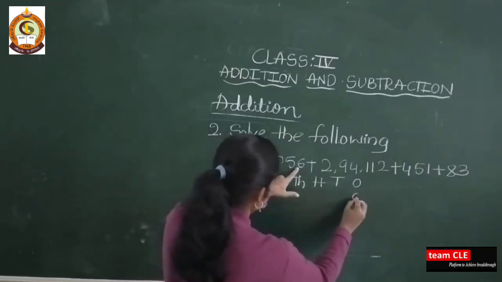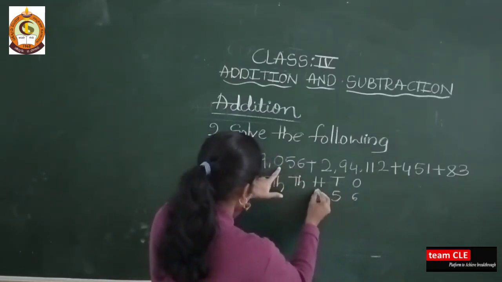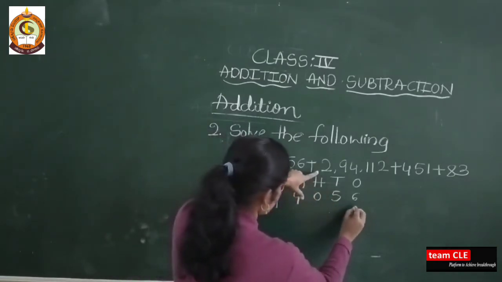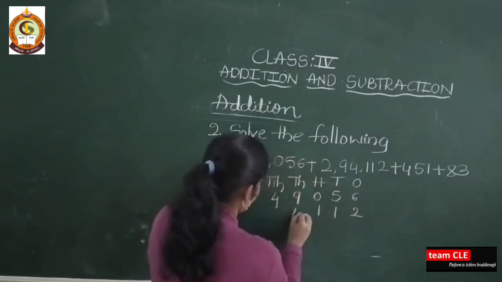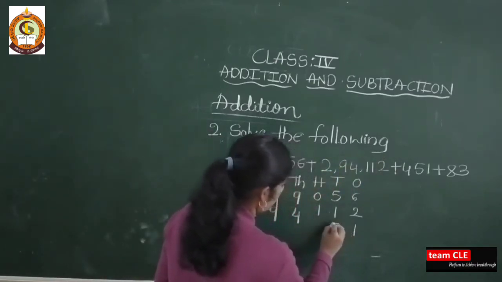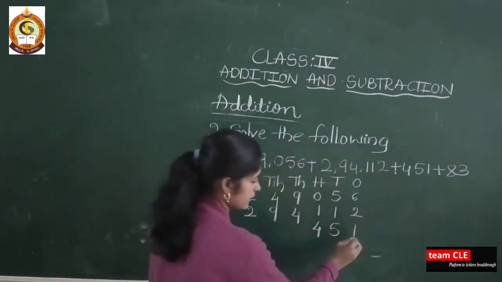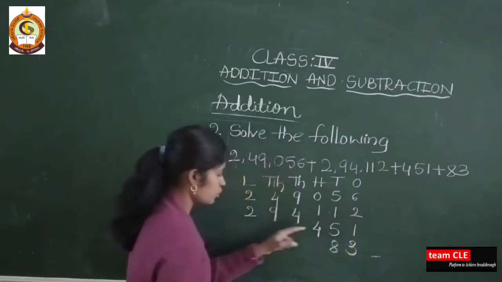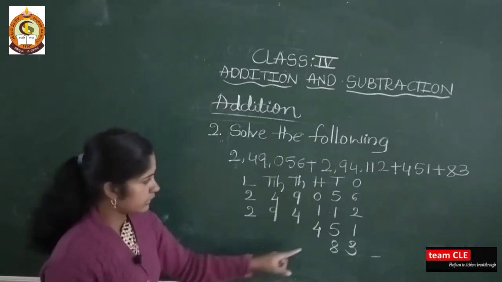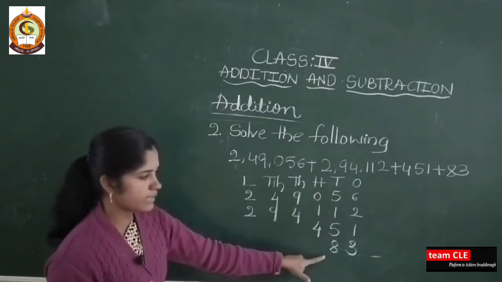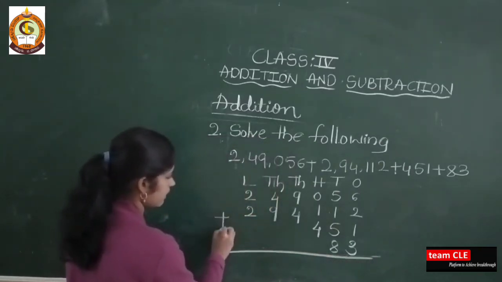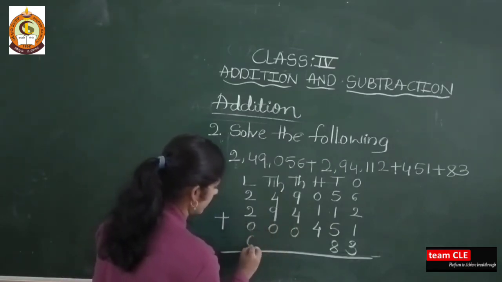Arrange this number 6, 5, 0, 9, 4, 2. Next, add this 2, 1, 1, 4, 9, 2. Next, here 1, 5, 4. Up to the hundreds place is there, and here 3 and 8. Most of the students are writing these in the lakh place. That is completely wrong. This number has only up to the hundreds place, and this number has only up to the tens place values. So here add these numbers, and the remaining digits you take as 0.